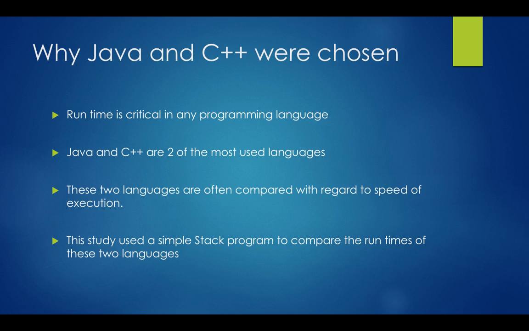So first, to start off, I want to talk about why Java and C++ were chosen for this experiment. As it is known, runtime is critical in any programming language. Java and C++ are two of the most used languages, and these languages are often compared with regard to speed of execution and runtime. In this study, a simple stack program is used to compare the runtimes of Java and C++.